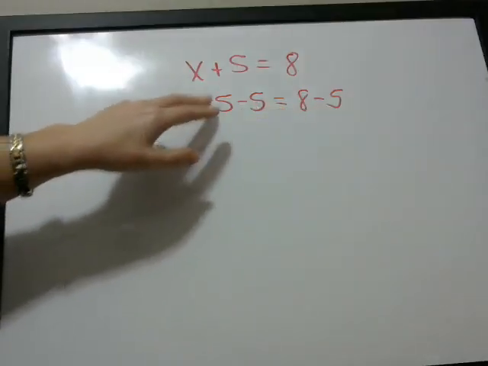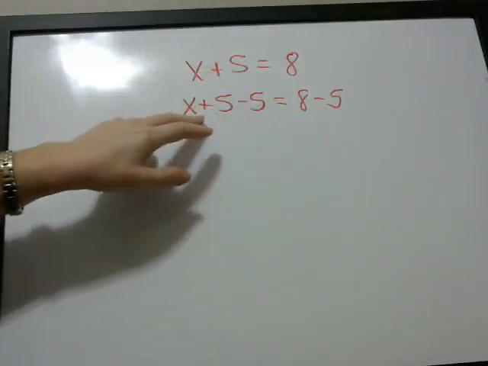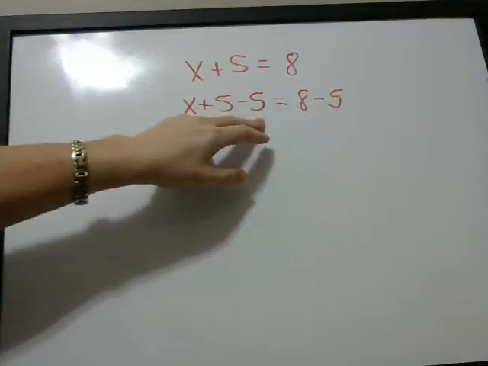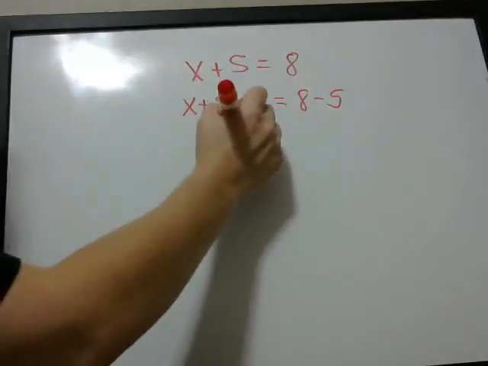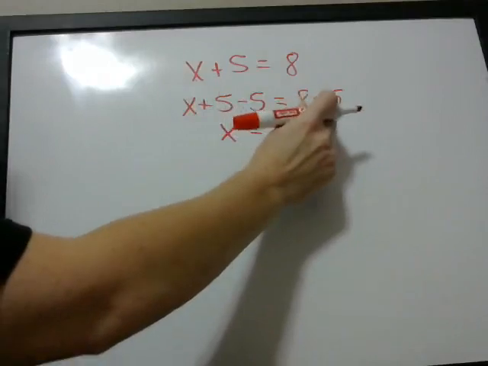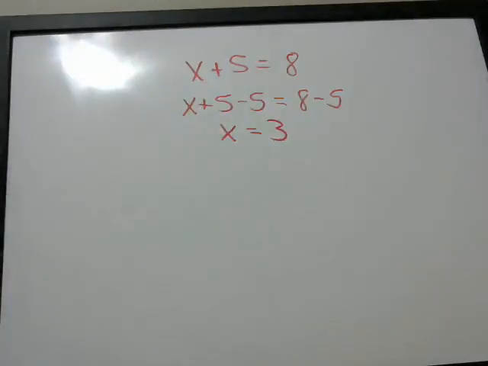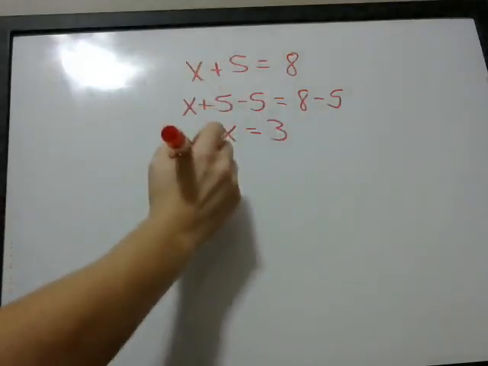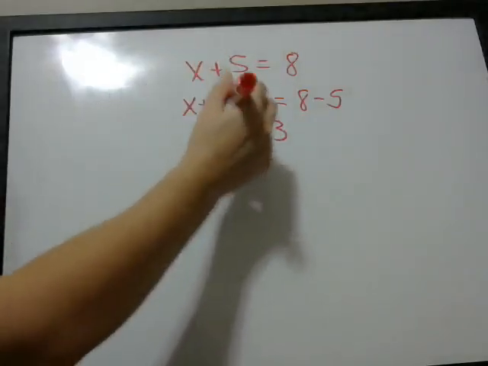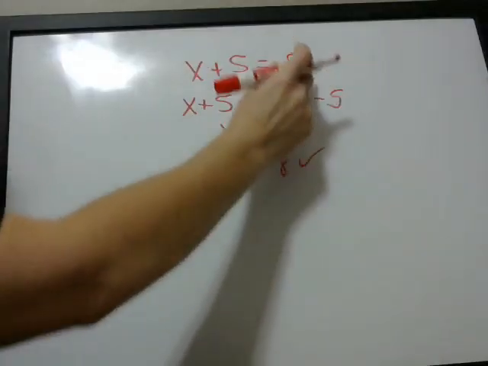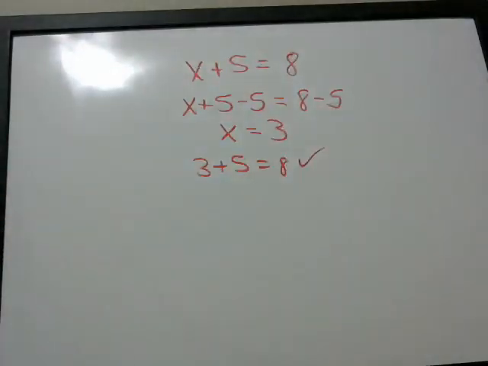So here, we did the opposite of addition, we did subtraction. So 5 minus 5 is now 0. So we got rid of that. 8 minus 5 is 3. So the solution is x equals 3. If you plug 3 into x, you get 3 plus 5, and that equals 8. So that's right. So we know we have the right answer.